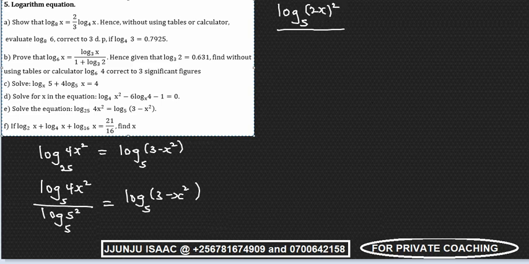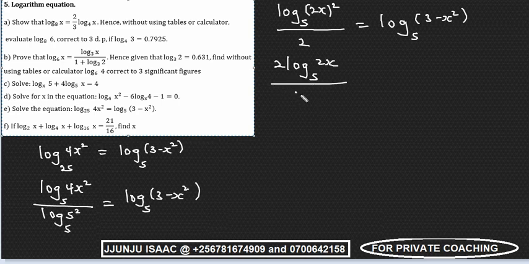So now I can bring this 2 here. So this is going to be a 2 equaling log base 5 of 3 minus x squared. When this 2 drops here, it will cancel with this 2 which is down. So I have log base 5 of 2x divided by 2 equaling log base 5 of 3 minus x squared. So you can now see that these 2 can cancel, and now the logarithms are the same base, so we can equate.